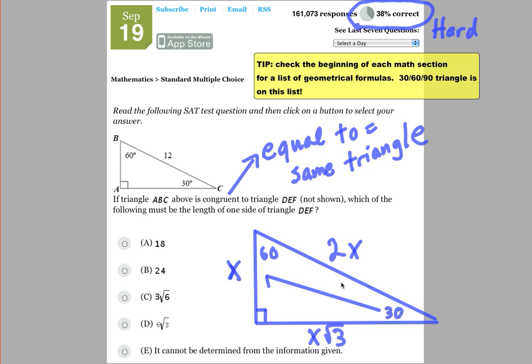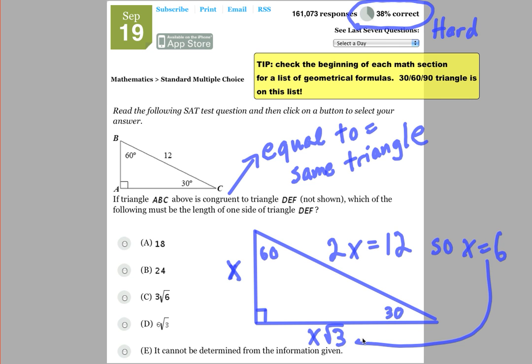All right. Anyway, so let's go back to the ratios here. X, 2x, x root 3. Well, we just so happen to know the hypotenuse already. 2x is equal to 12. So if 2x is equal to 12, then of course x is equal to 6. And if x is equal to 6, and we take that and put it into the answer, we have 6 root 3. So the answer is D.